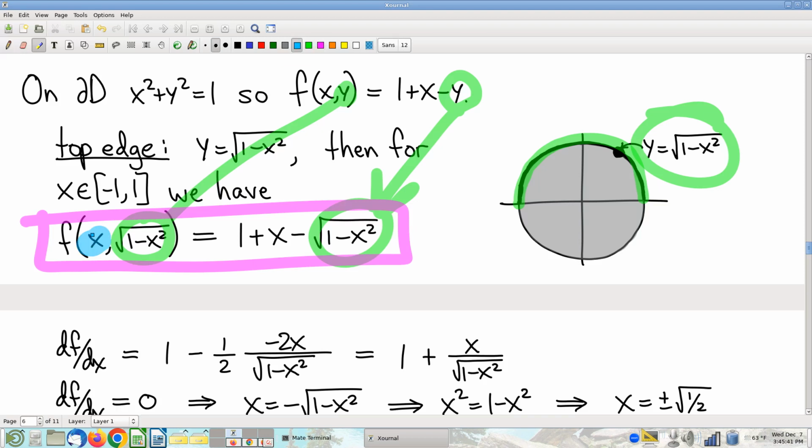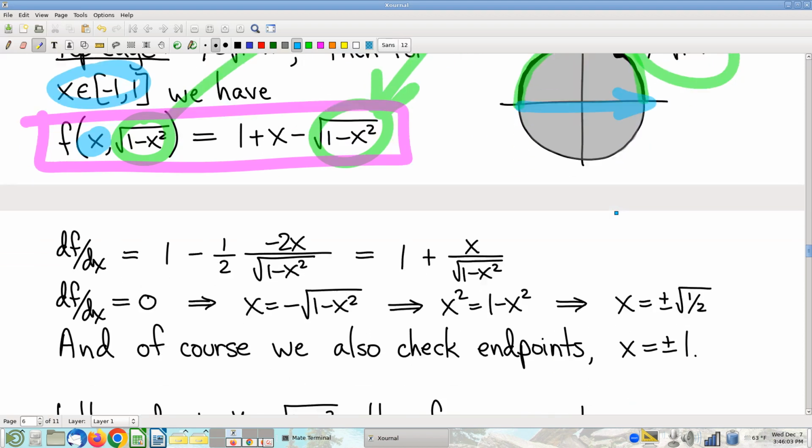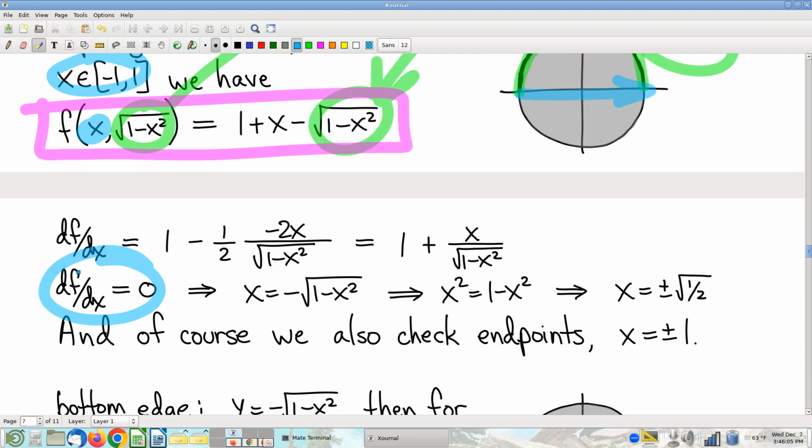x is going to range between -1 and 1. So for every value of x between -1 and 1, there is a corresponding value of y. I can take the x and the y, plug them in, and I get this single expression with only one variable in it. And we know how to optimize. We know how to find critical points for a function that has just a single variable. You take the derivative, you set it equal to 0. So this will give you what you're looking for.